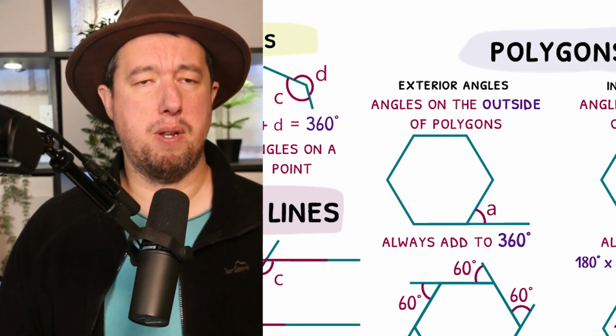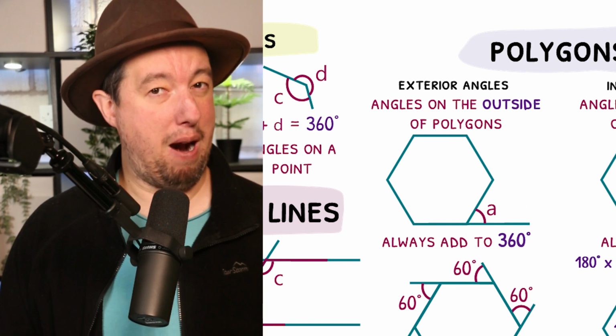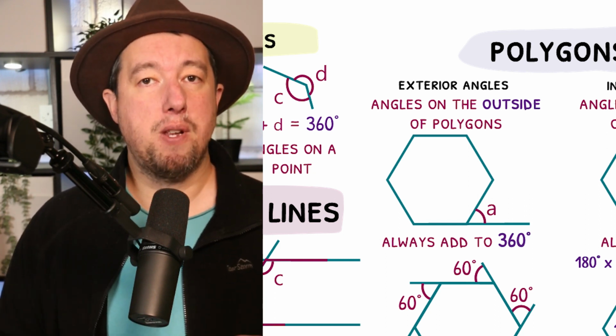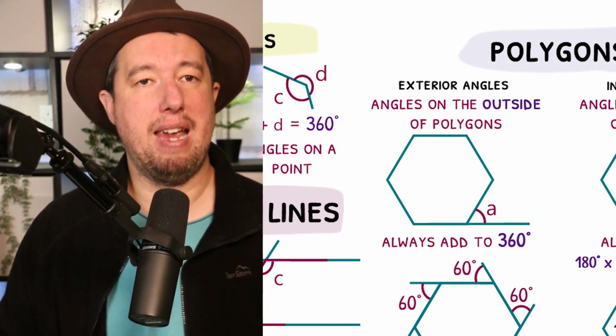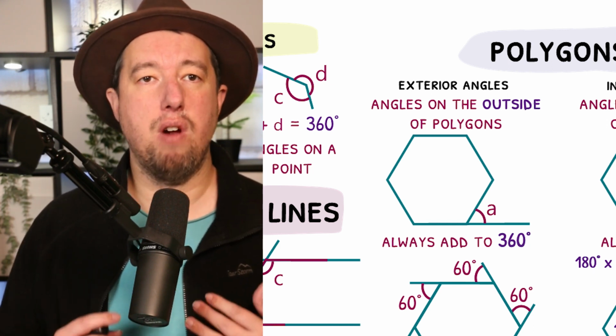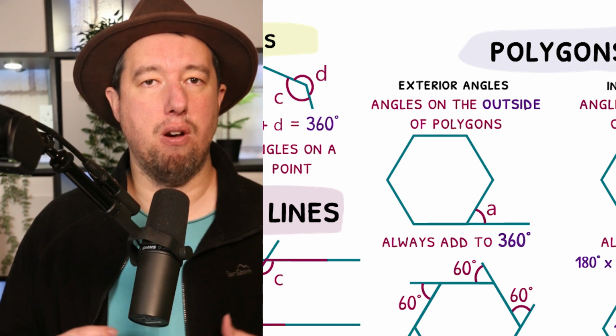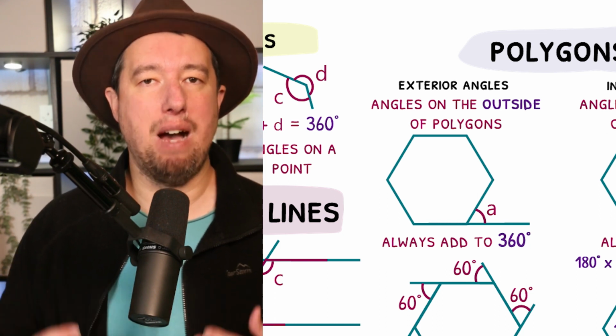Polygons are shapes. They're not what you say when your parrot flies away. There are two types of angles we're interested in when it comes to polygons: interior and exterior. Exterior angles are created by continuing the lines of the polygon and measuring the angles they make outside the shape.